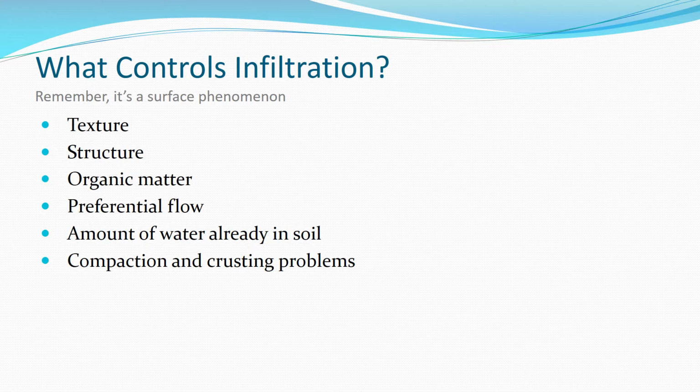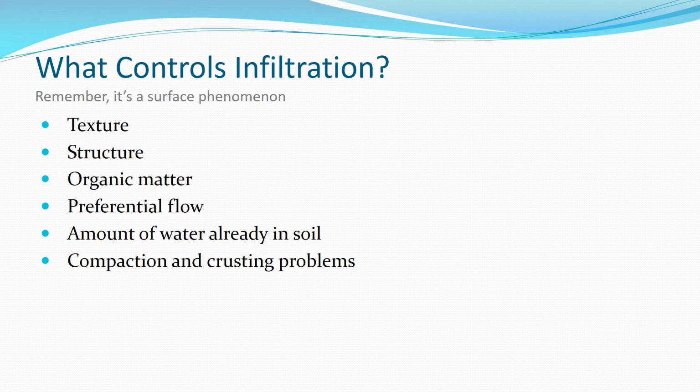Things like soil texture, structure, organic matter, preferential flow, the amount of water already in the soil, compaction, and crusting problems. Texture affects infiltration because it basically controls the size of micro and macro pores, which will, of course, affect how water moves into and through soil. Structure also affects micro and macro pores, as does organic matter, because organic matter helps to influence soil structure and how strong the units are. And the stronger the units, the better pore space and the easier flow.